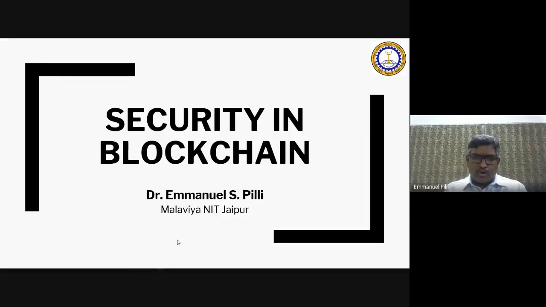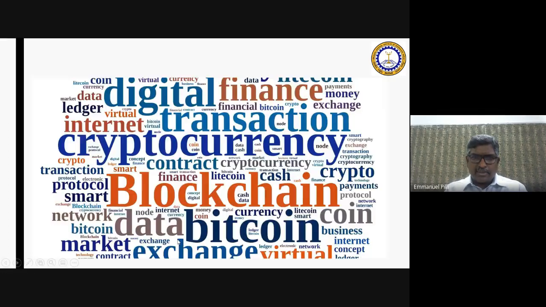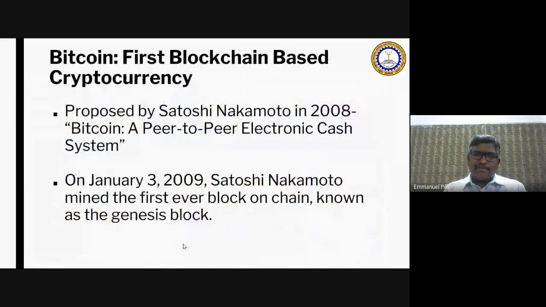So what is a blockchain? Maybe I'll spend some time. These are the words we hear when we talk about blockchain: cryptocurrency, Bitcoin, network, protocols, transactions, digital finance, money exchange, payments protocol, and things like that. So these are the keywords. So where does the blockchain, or Bitcoin, actually start?